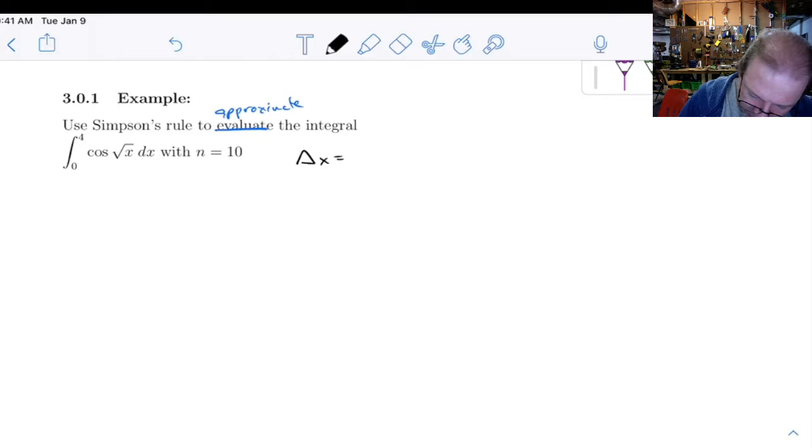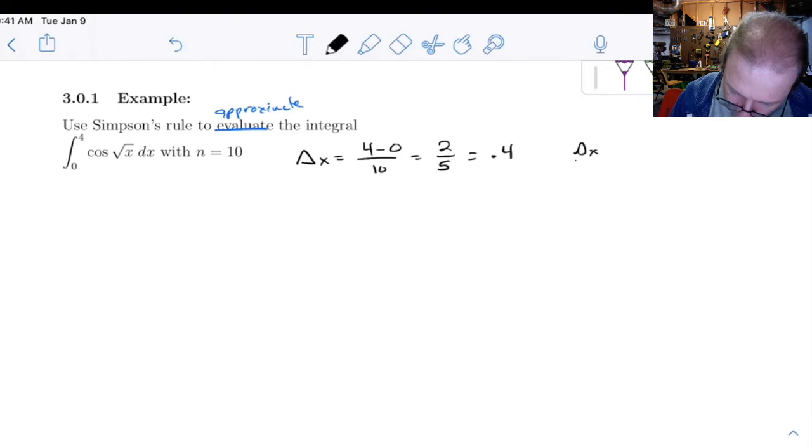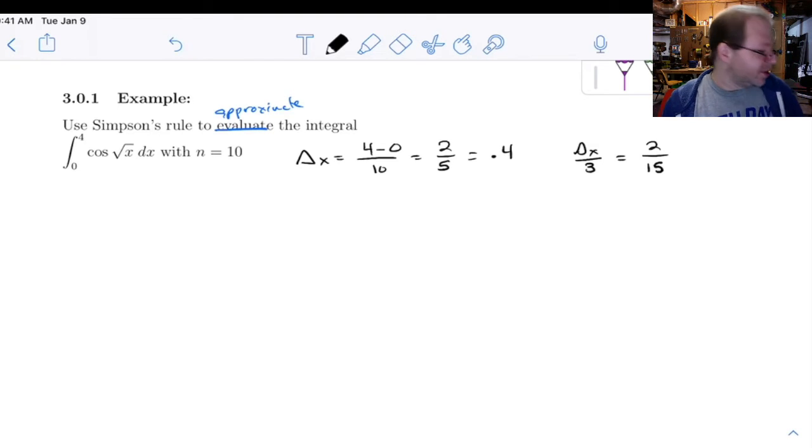Our delta x in this case is (b minus a) over n. So that means it's 4 over 10, or 2/5. And 2/5, I'm going to write that as 0.4 because 2 over 5 gives us an exact decimal, not one with repeating numbers. Our delta x over 3 then is going to be 2 over 15. And I'm going to just leave that as 2 over 15 because if you try to convert that to a decimal, it's going to repeat.